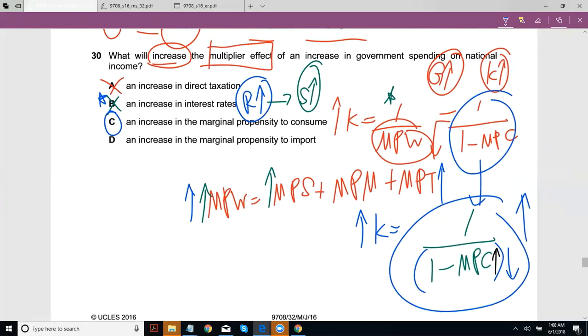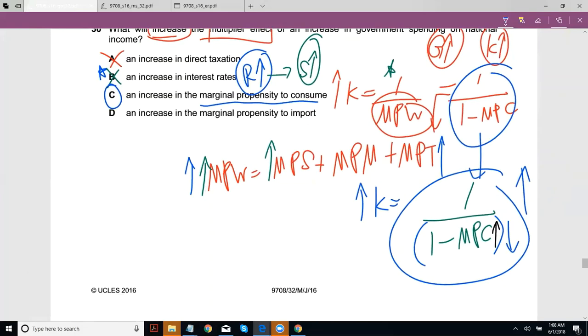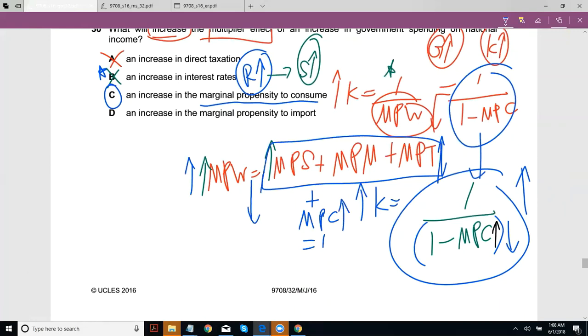So if you're increasing the marginal propensity to consume, since in a four sector economy, all of this plus MPC is equal to 1, if you increase this, all of this basically goes down, which is exactly what you wanted here. If this goes down, this increases. So there are two ways of explaining this.